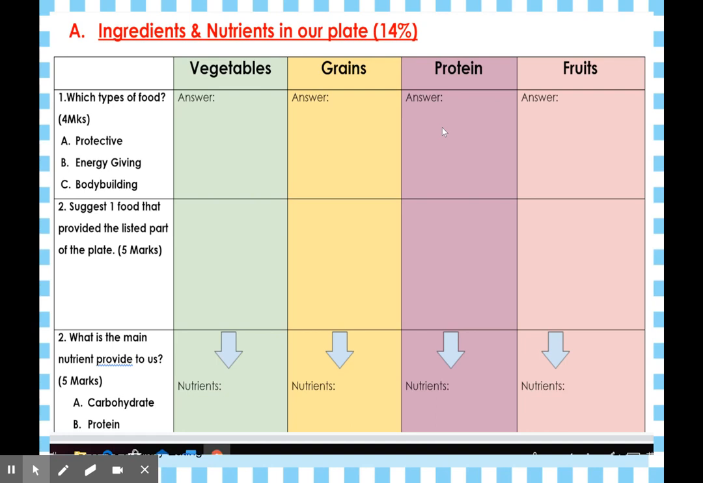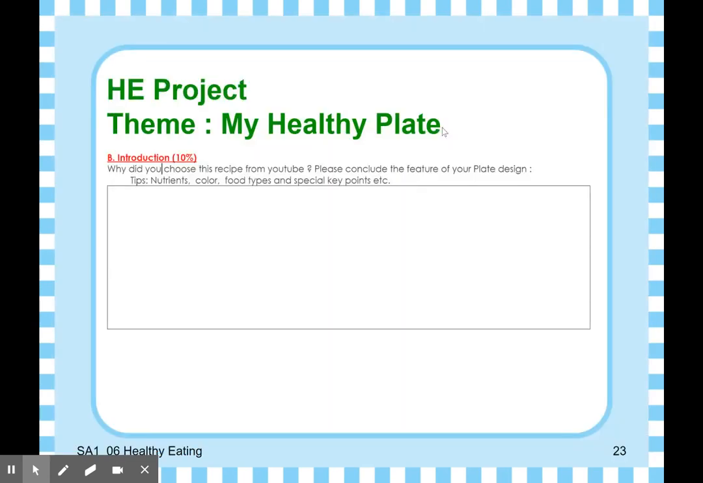Okay, and then second, you need to suggest one food that provided the least part of the plate. Okay, and then the third question is what is the main nutrients provide to us? All right, remember you need to answer is it the food which contain rich carbohydrate, protein, fat, or vitamin? All right, so this sample you will see I have attached it in the Google Classroom.